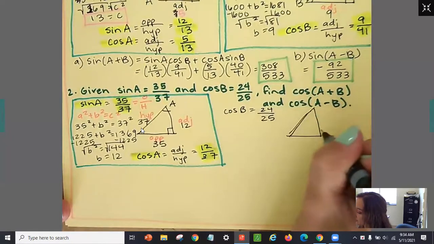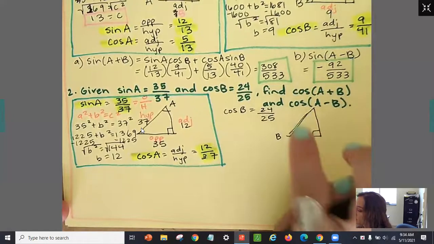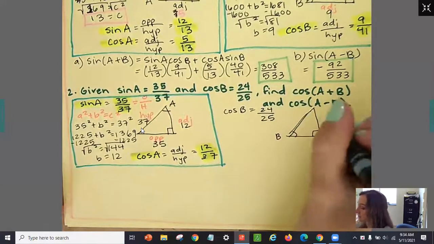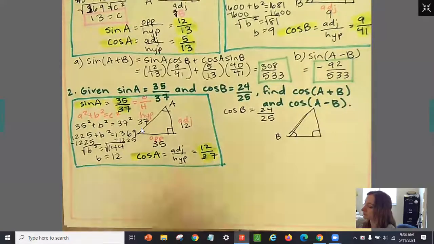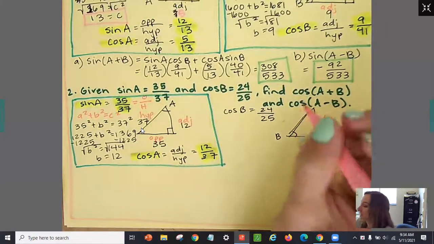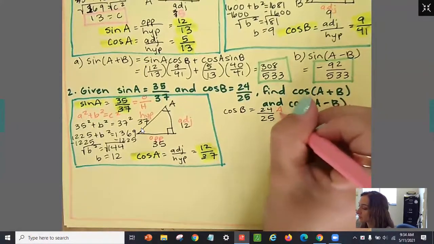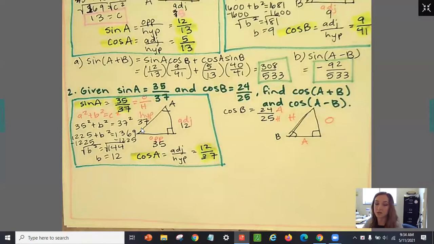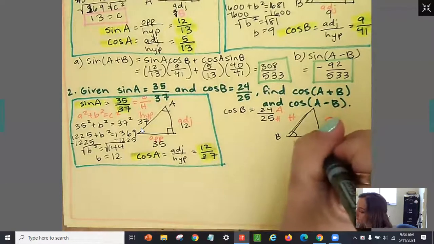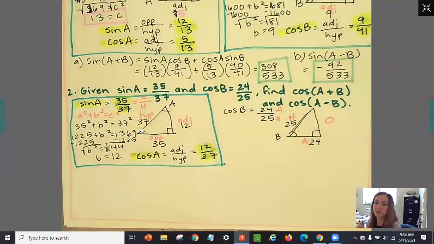My right triangles are not very good today, but that's all right. So let's say this one is B. My opposite side is the one I'm not touching, so this is my opposite. The one across from the right angle is the hypotenuse, and the other one is the adjacent. So since we're working with cosine, we're working with the adjacent over the hypotenuse. So the adjacent is 24. The hypotenuse is 25. And we do need to find the opposite so that we can find the sine.